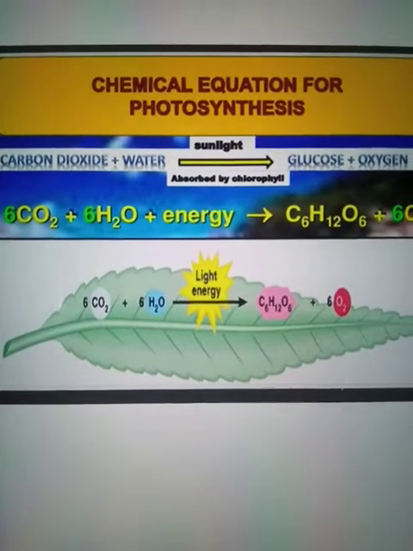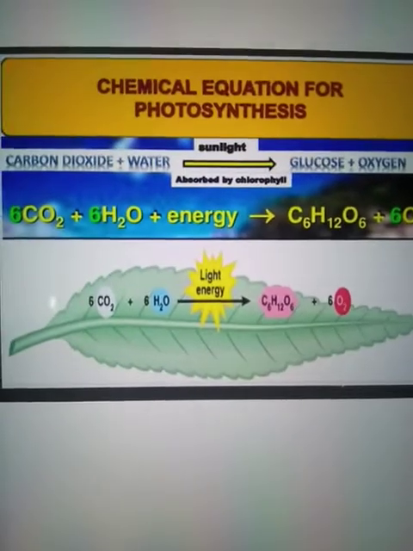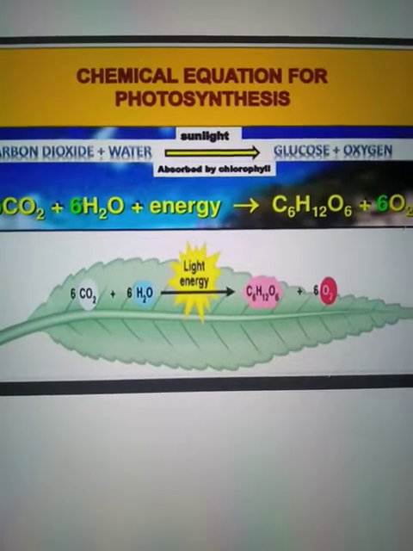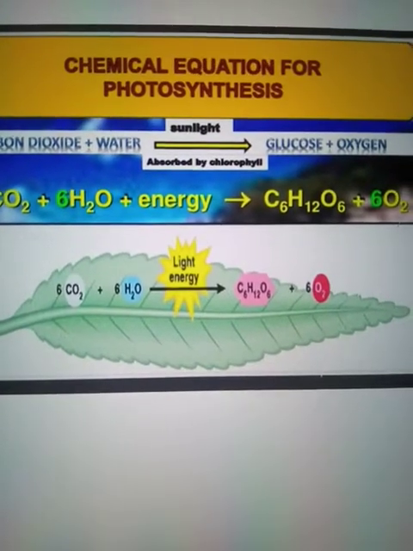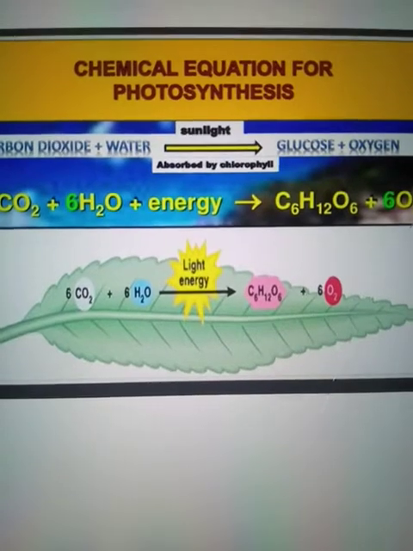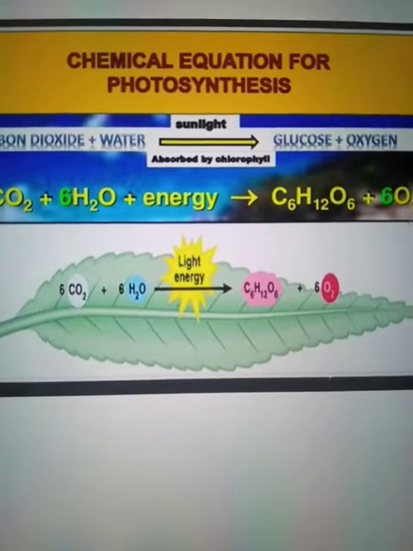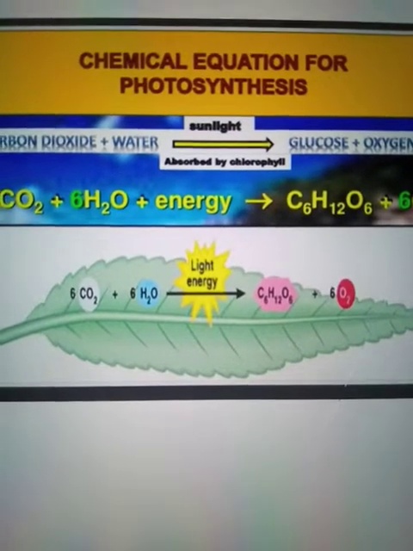Here is the chemical equation for the photosynthesis. You can see 6CO2 plus 6H2O and light energy combines to give out glucose and oxygen in the presence of sunlight and chlorophyll. The sunlight is basically absorbed by the chlorophyll.